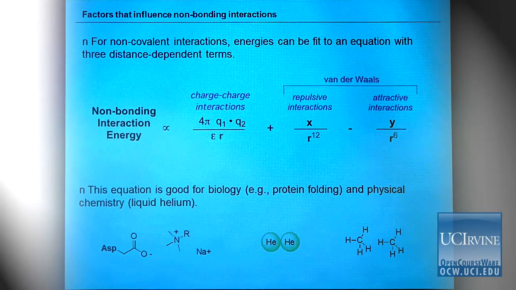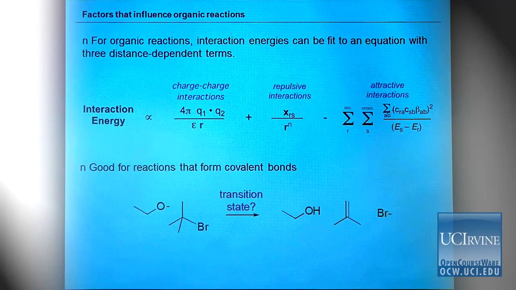So organic chemists, throughout this course and throughout your career, you should think about a different equation to quantify, even in an empirical way, the way molecules interact. If you're really interested in chemical reactions that form covalent bonds, then we use a different type of equation that has three different terms that are also distance dependent. The first term in that equation you'll immediately recognize is this Coulomb's law term that we had in the previous equation.